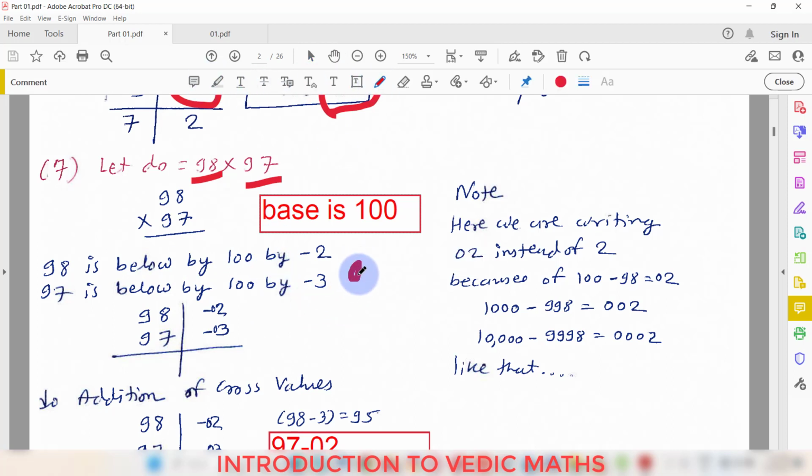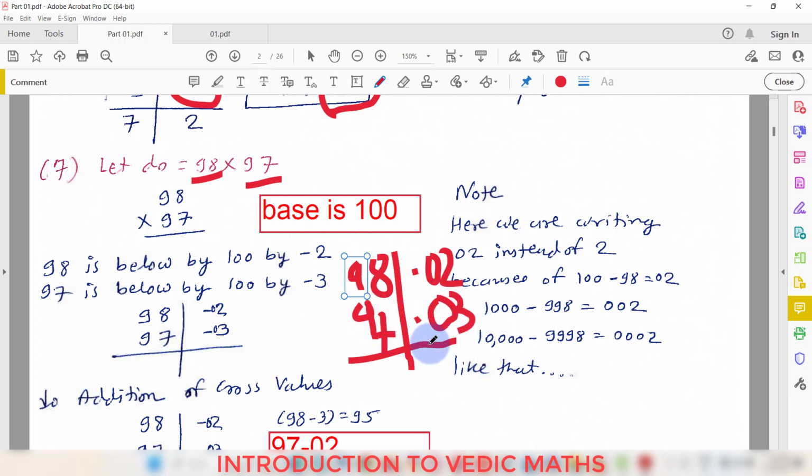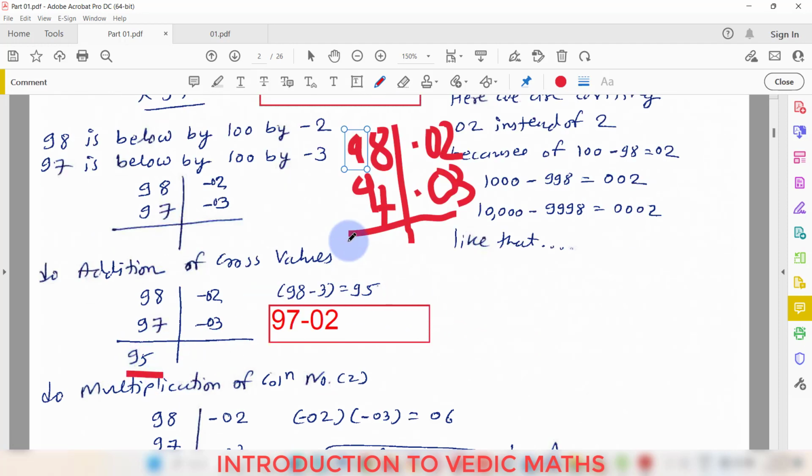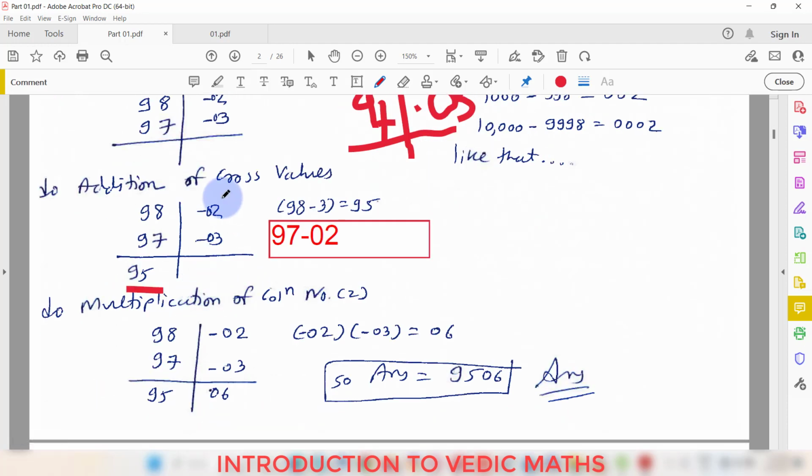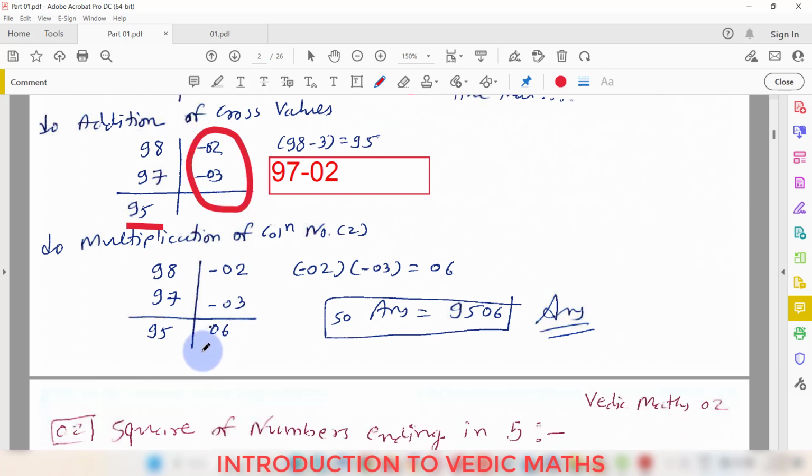98 is below 100 by how much? That is minus 02. Why 02? Because we have to write in 2 digits. And 97 is below 100 by how much? 3. So here I can write 03. So 98 minus 03, that is 95, or 97 minus 02, that is also 95. And I will do the multiplication of column number 2. 02 times 03, that is 06.